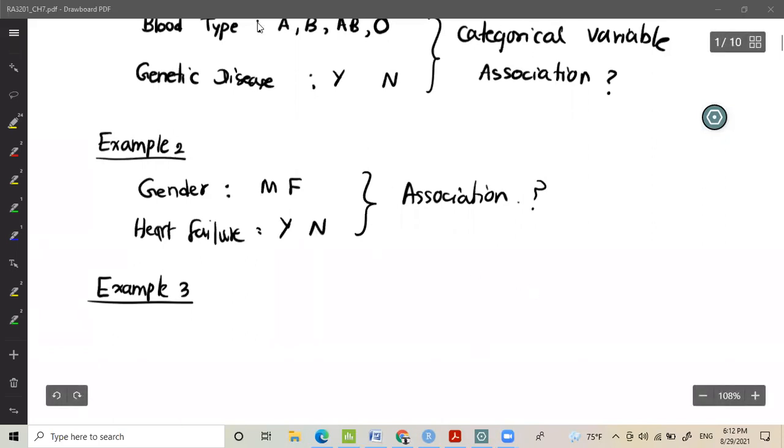Okay, how about this example? I'll give you an example and we'll use it. Having rheumatoid arthritis, association with male and female. See, that's a good one. Okay, so let's write that example. Gender, thanks.